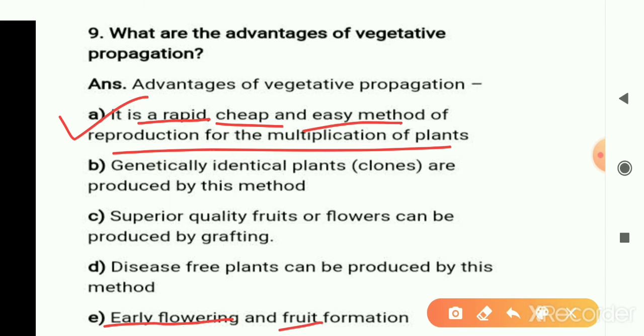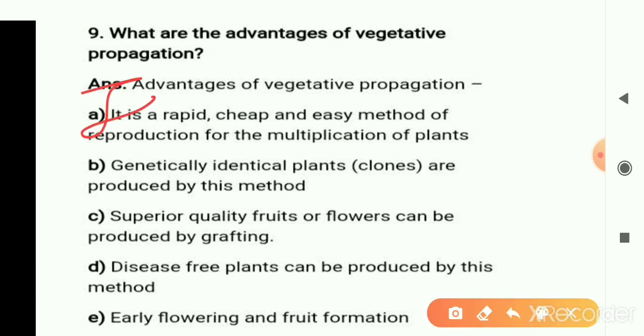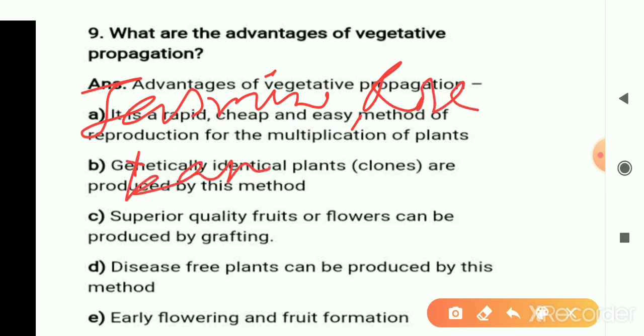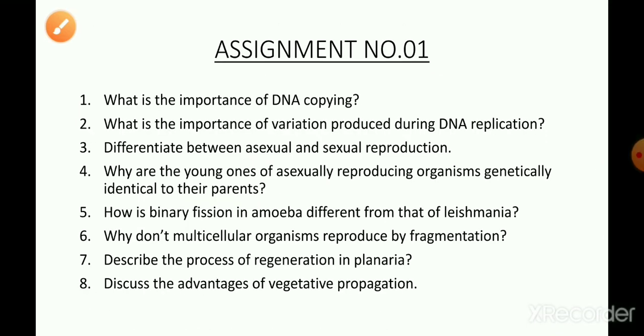The young plants that are produced by vegetative propagation are genetically identical to the parent plant. That is another advantage. And there are many plants like jasmine, rose, banana. These plants do not produce seeds, or in certain cases even if seeds are produced, the seeds are not viable. So in such plants, vegetative propagation becomes the only method of propagation. So that's about the different methods of asexual reproduction.